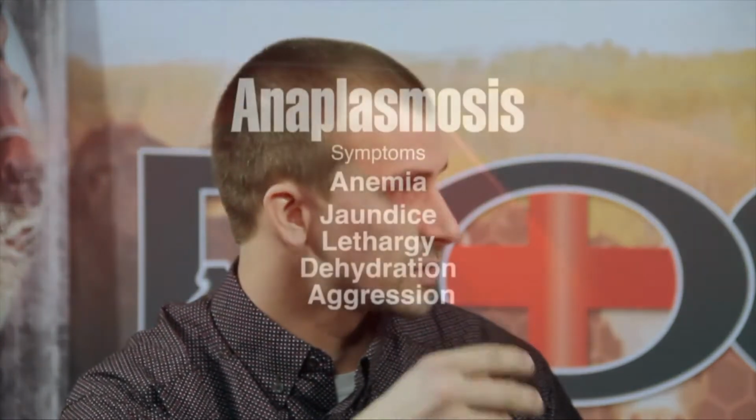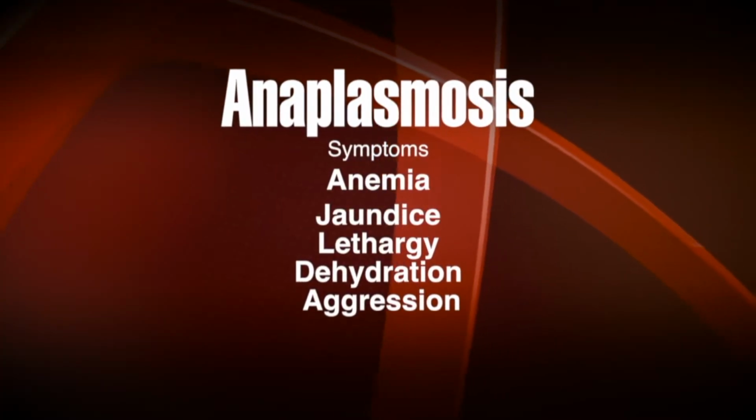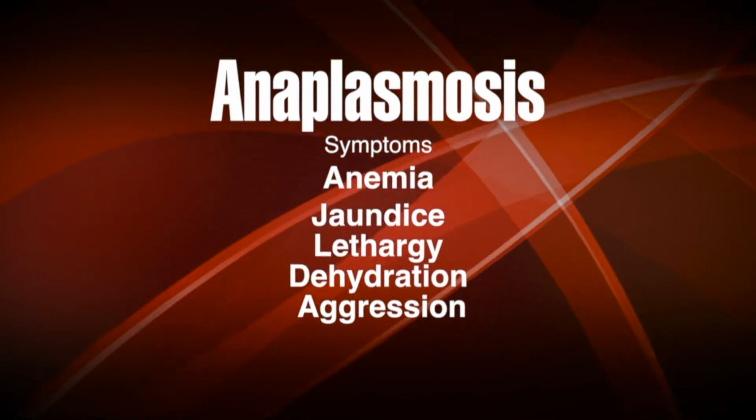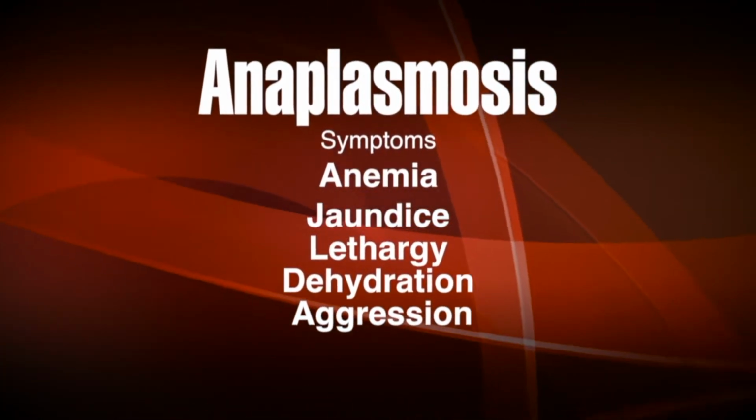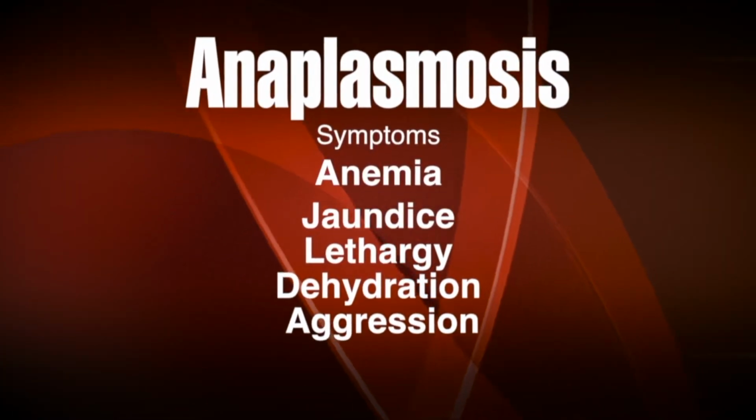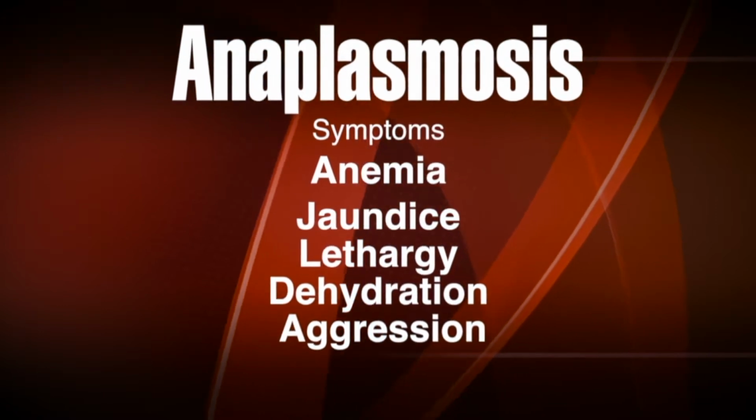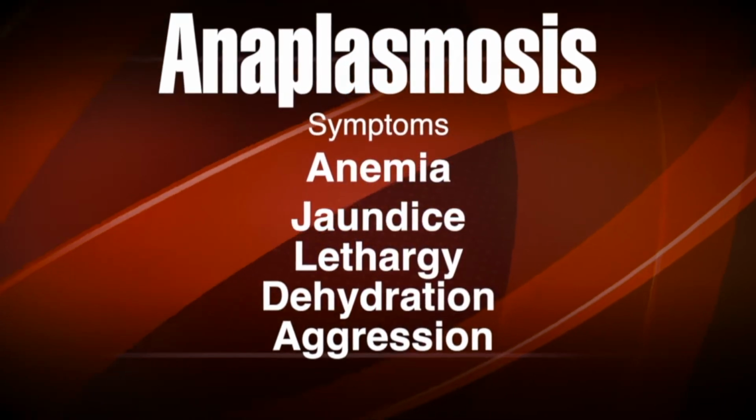When the anaplasma latches onto the red blood cell, it does not kill the red blood cell. So what we find is the body, as those red blood cells are filtered through the defensive spleen mechanism, those red blood cells are destroyed by the body's own defenses. So we see these clinical signs associated with anemia, jaundice, lethargy. We see dehydration, leading to aggression of these animals because their own bodies are destroying their red blood cells.